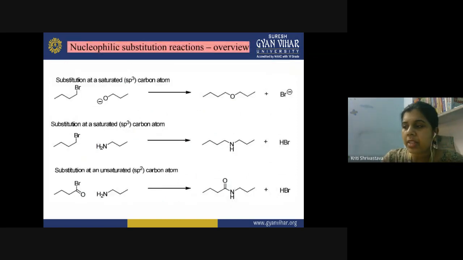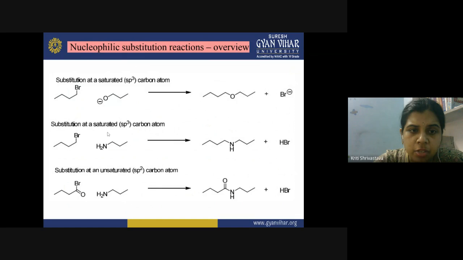So these nucleophilic substitution reactions are actually of three different categories, and they can be at the saturated sp3 carbon atom. Here you can see that this is a propyl butyl bromide, and the attack of the OH negative takes place here. In the place of H, you can imagine you have an alkyl group here, so the substitution is taking place at the saturated sp3 carbon atom, and this bromine is replaced, and you get a substituted ether, right?